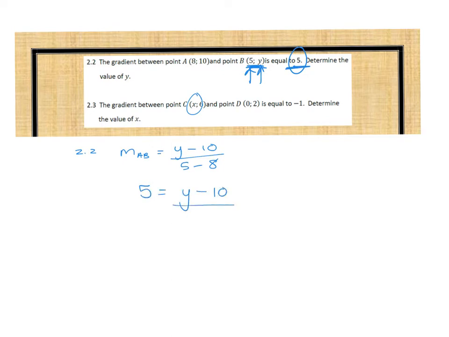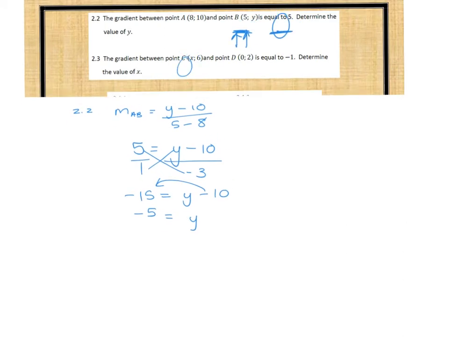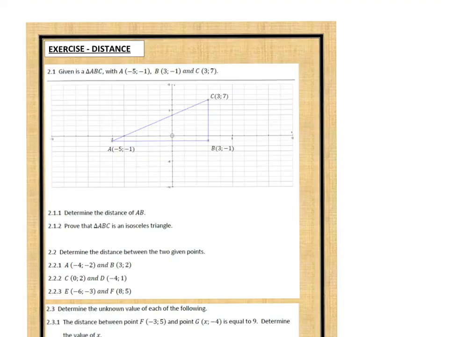So Y minus 10 over 5 minus 8, at the bottom is negative 3. All right, remember that's 5 over 1, so we can cross multiply. We get negative 15 equals Y minus 10. So Y is going to be, take that across, negative 5. All right, so Y is negative 5. So now you can work on 2.1.2 onwards and 2.3 for the gradients.